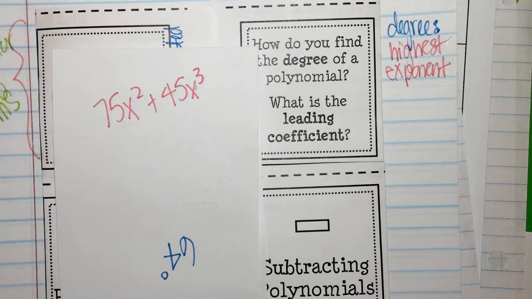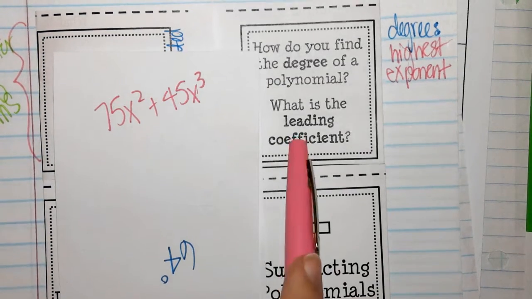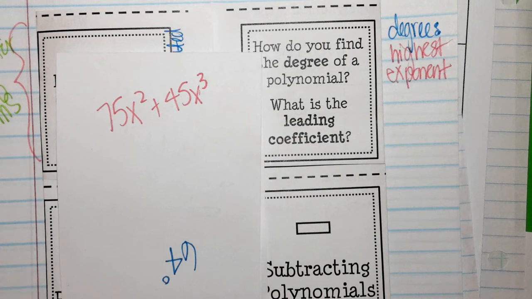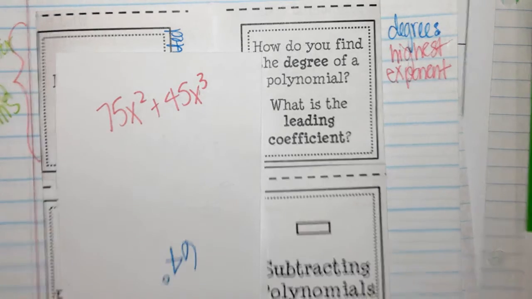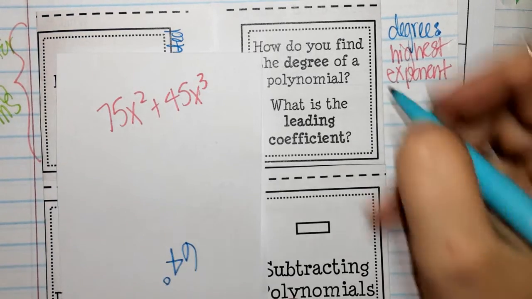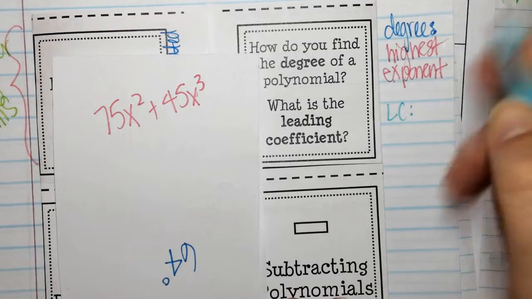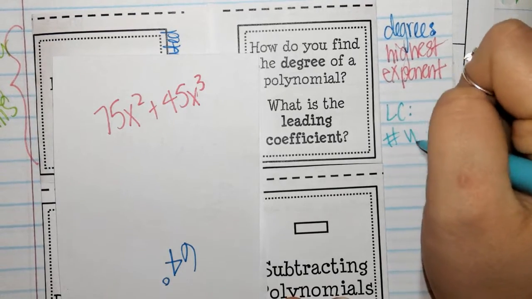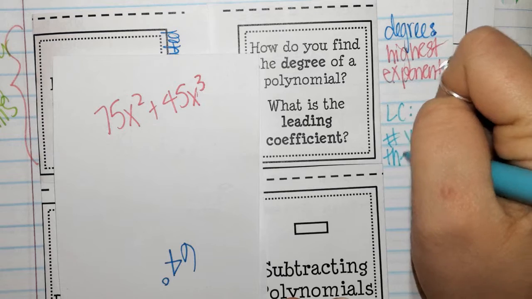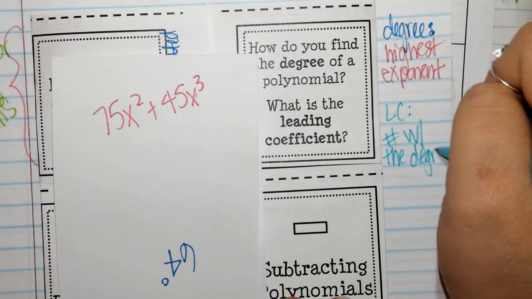Okay, so the biggest would be 75. The one out front would be 75. The actual leading coefficient of this binomial is 45. Why do you think that is? Because it's with a degree. So the leading coefficient is the number with the degree.